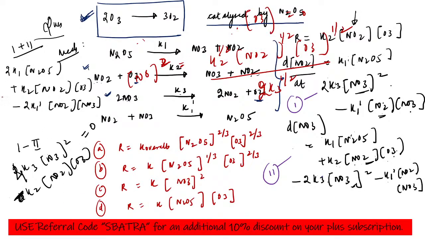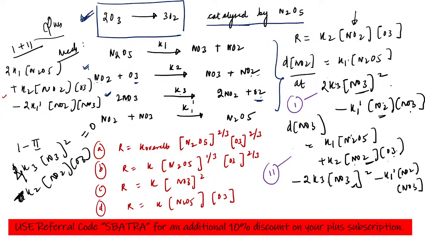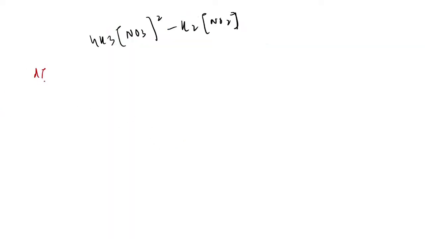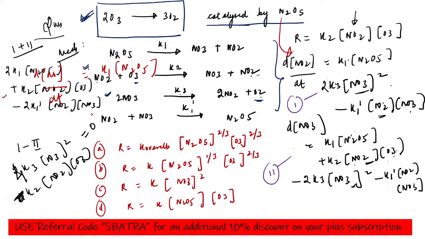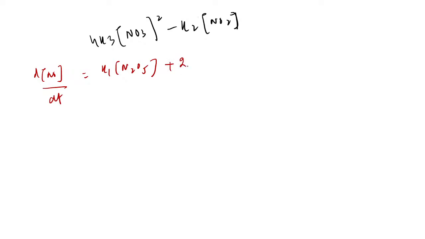Next, what we have to do is this particular step. We can substitute this value. So we know this value, and we know the NO3 value. Now we can substitute this NO3 value in this particular equation. So what we have is dNO2 by dt, which is nothing but K1 N2O5, then plus 2K3, next is NO3 whole square.